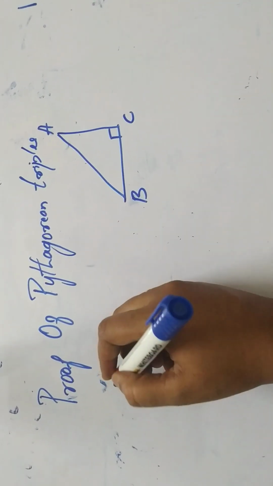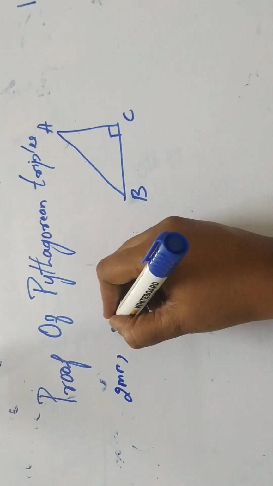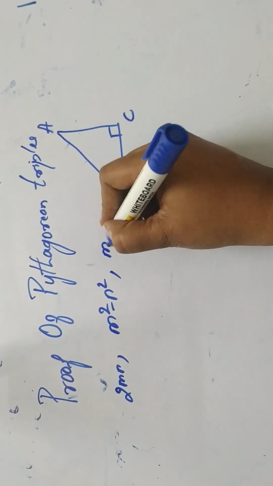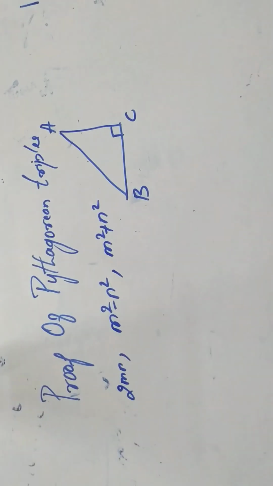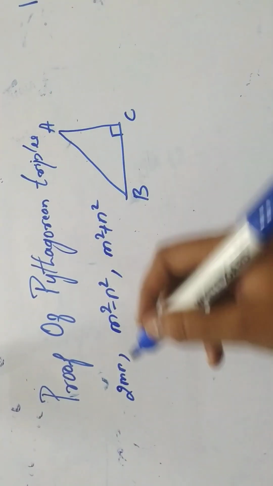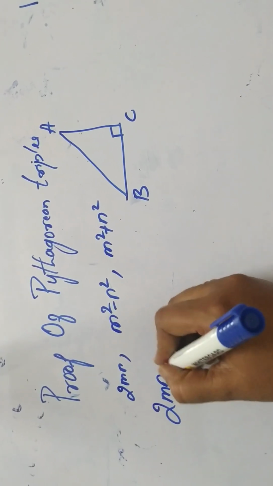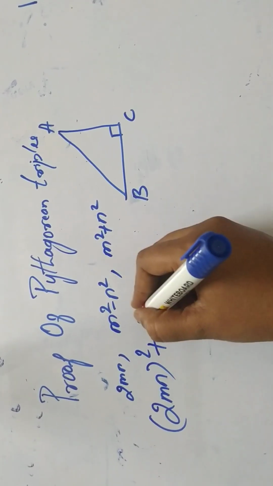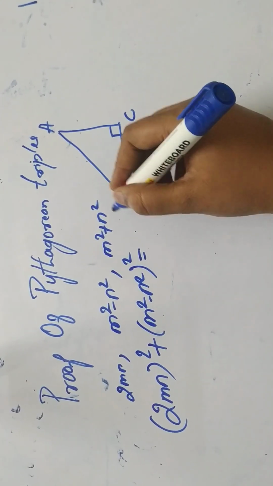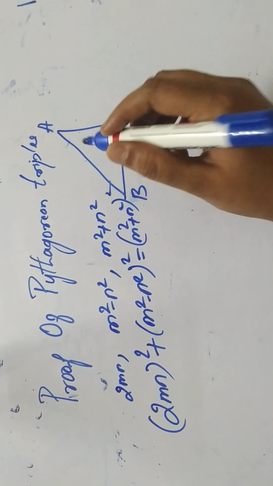Yes, the Pythagorean triplets are 2mn, m square minus n square and m square plus n square. We have to connect this with the right angle triangle. So taking the largest side and rewriting the expression as 2mn the whole square plus m square minus n square the whole square should be equal to the largest side, which is m square plus n square the whole square.